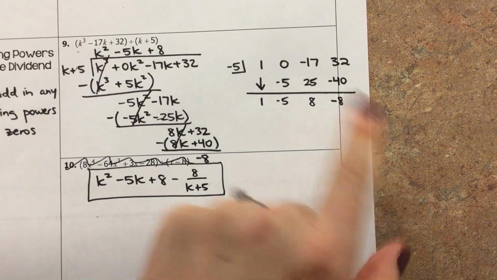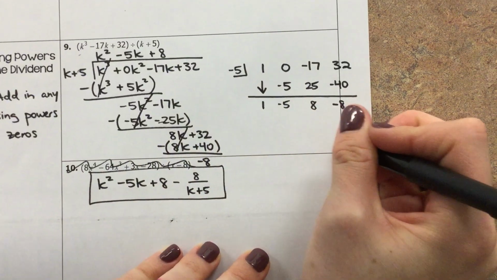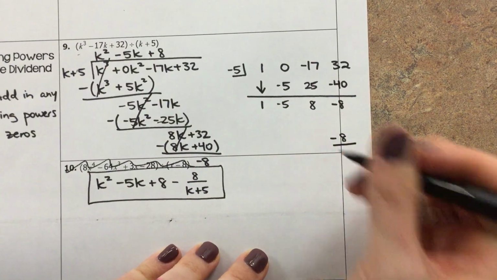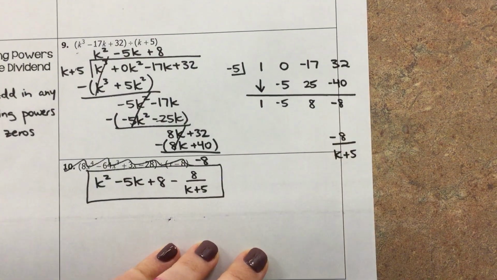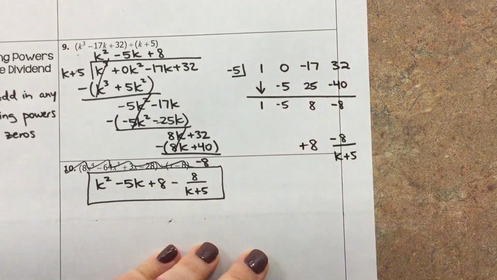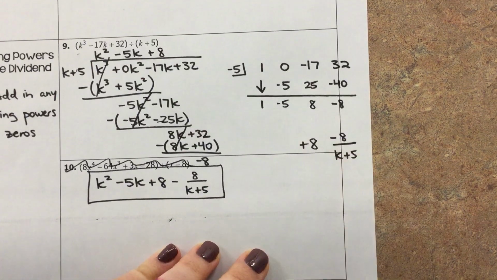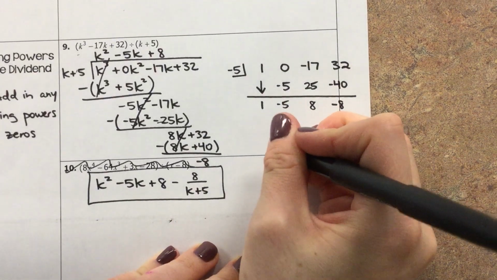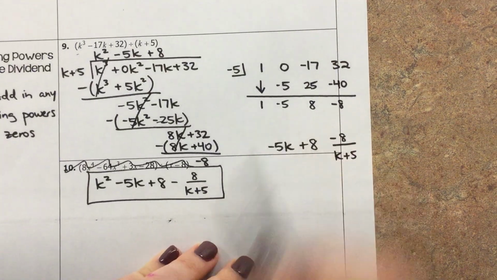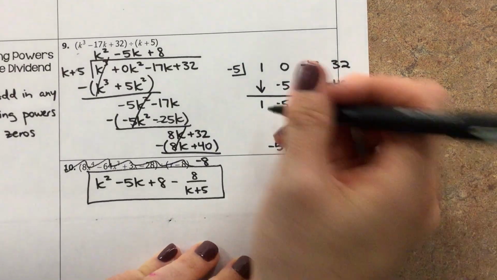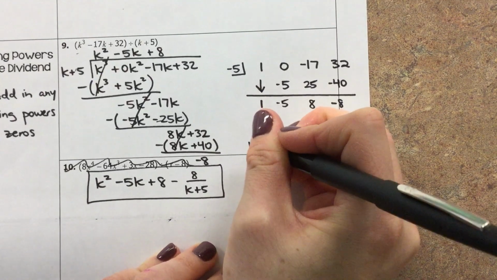So write everything from right to left. So negative 8 is your remainder. So we write negative 8 over the divisor of k plus 5. To the left of that is the constant. So we have just a plus 8 right here. To the left of that is the x term. So that's a negative 5 times x, but it's actually a k. And to the left of that is the x squared term, or the k squared term. So it's a 1k squared.